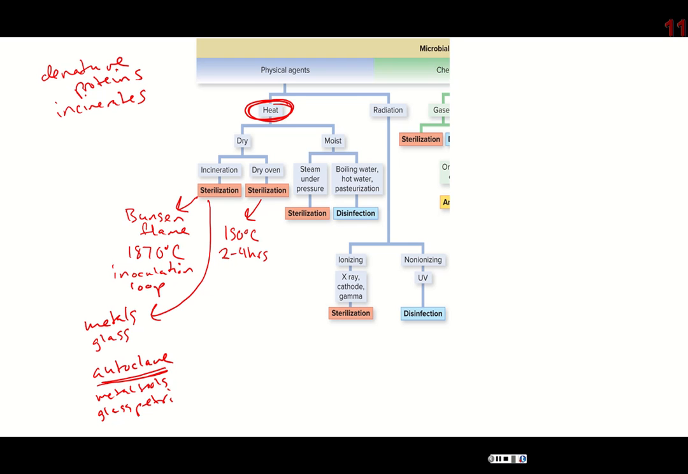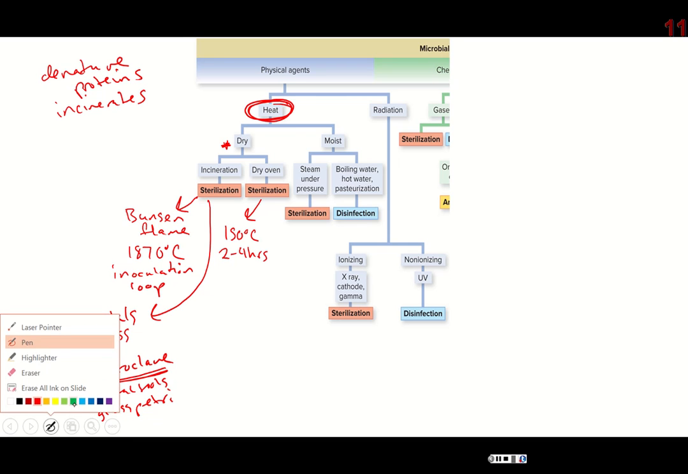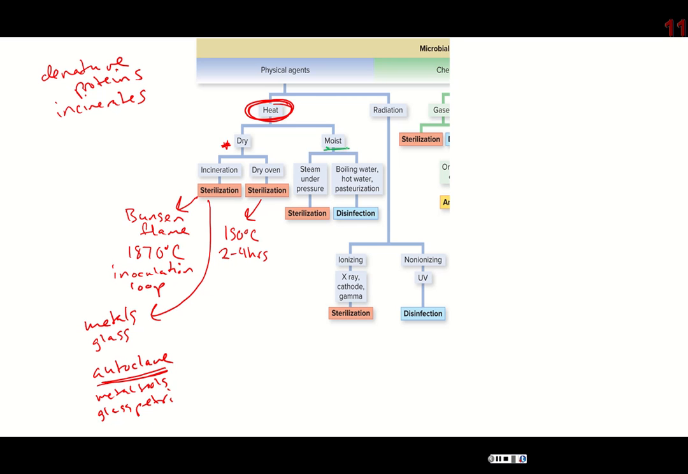So this is, of course, our dry heat, right? These are both types of dry heat. So now let's look at some moist heat. Moist means there's some kind of liquid involved, right? So you've got steam under pressure. And this also can be done in an autoclave. Okay, so you can have an autoclave with steam under pressure.